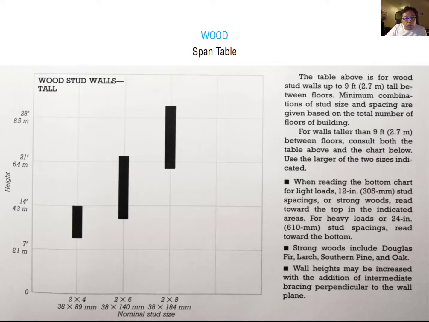So for example, when you want to use the 2x4, your building can reach up to 14 feet. Okay, so it means using the 2x4 product, you can make a 14 feet tall wall, right? But when you want to use the 2x6, you can reach up to around 22 feet. But when you want to use the 2x8, you can reach up to around 30 feet. So depending on the height of the building and the floor-to-floor space, you can decide the size of your timber for the framing. Okay.